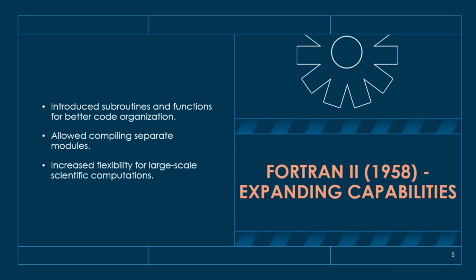IBM released Fortran 2 about 1958, improving upon Fortran 1 by introducing subroutines and functions, which allowed for better code organization and reuse. This version made it possible to break large programs into smaller, manageable sections, right? Instead of having a whole full code, you could do methods, right? Like little chunks of the whole program, and then you could put it together. But it also added support for compiling separate program modules, making it more flexible for large-scale computations. And while it was still simple compared to later versions, Fortran 2 laid the foundation for structured programming.